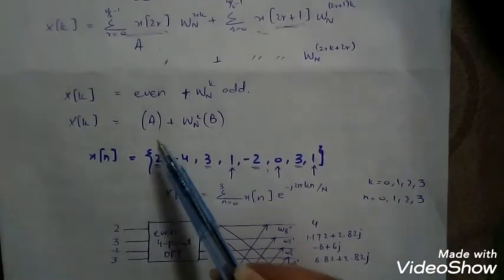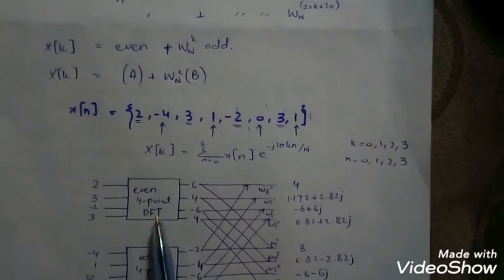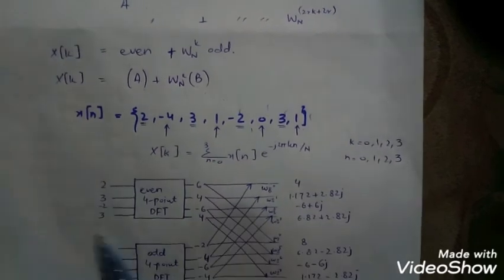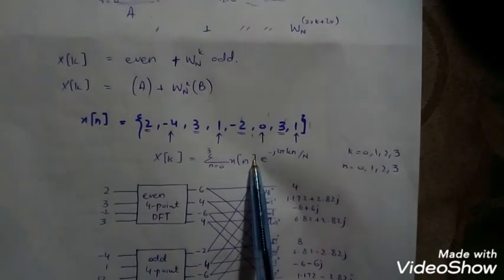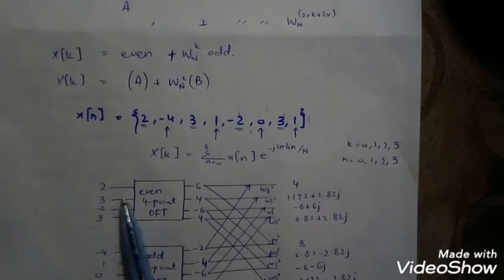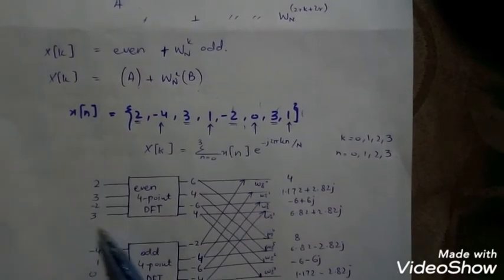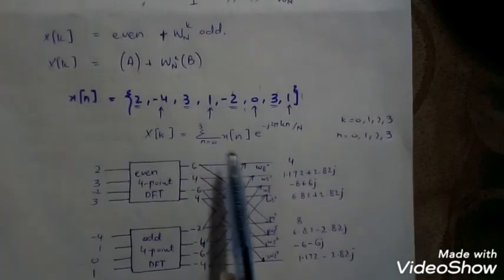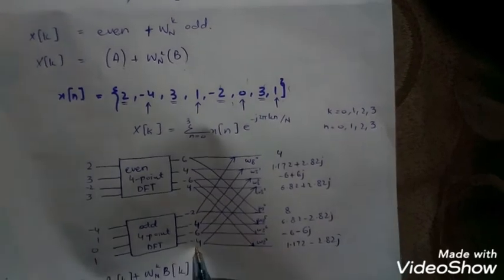So consider these values are even values and these are the odd values, and we will divide it into the even 4-point DFT and the odd 4-point DFT. When we put these values into this formula, we will get x0, x1, x2, x3. So the values become 6, 4, minus 6 and 4. Similarly, when we put these values of the odd 4-point DFT into this formula, the equation will become minus 2, minus 4, minus 6 and minus 4.